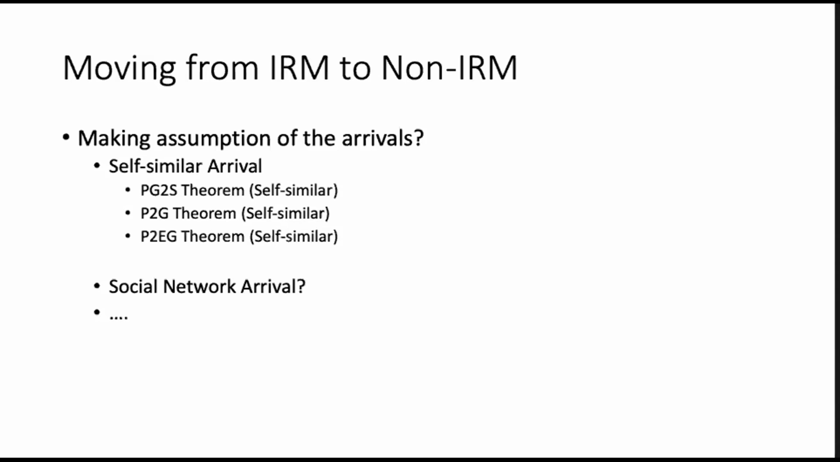But the problem is that this lacks generality and it's not scalable, because we could have so many, or possibly infinite, such correlations among the arrivals. For example, next day somebody takes a social network arrival trace and says, "Hey, I'm going to propose a solution specific for social network arrival." Then the question is, should we again propose a PG2S theorem for social network arrival, a P2G theorem for social network arrival? And in our case, we feel that this is not exactly scalable.